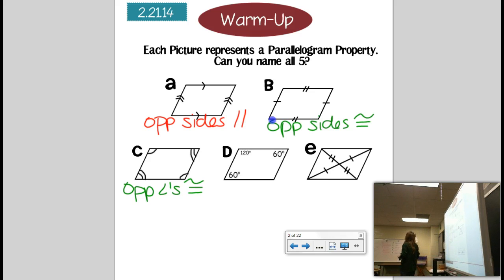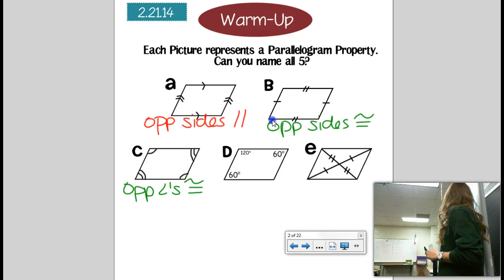Write it down. That's letter C. Opposite what? Opposite angles, Dimitri. Thank you for paying attention. Opposite angles are congruent. Julius, you're up. D.